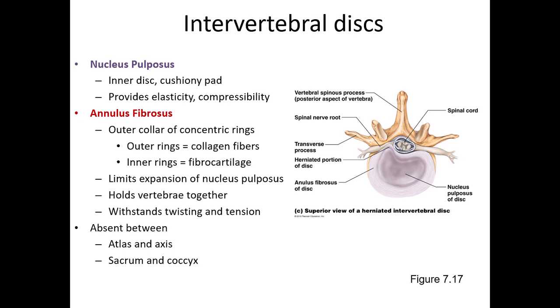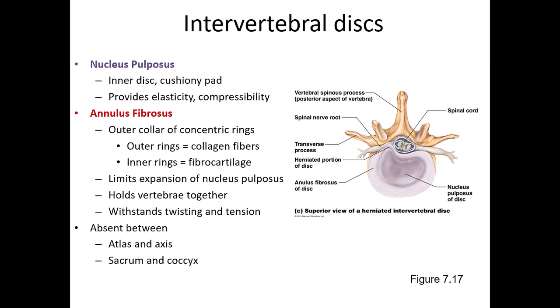If there were a disc there, that would impede proper rotation. Structurally, remember that the atlas does not have a vertebral body. Therefore, you can't have a disc up against a vertebra that doesn't have a vertebral body. So there's kind of a structural and a functional explanation for why there's no disc there.